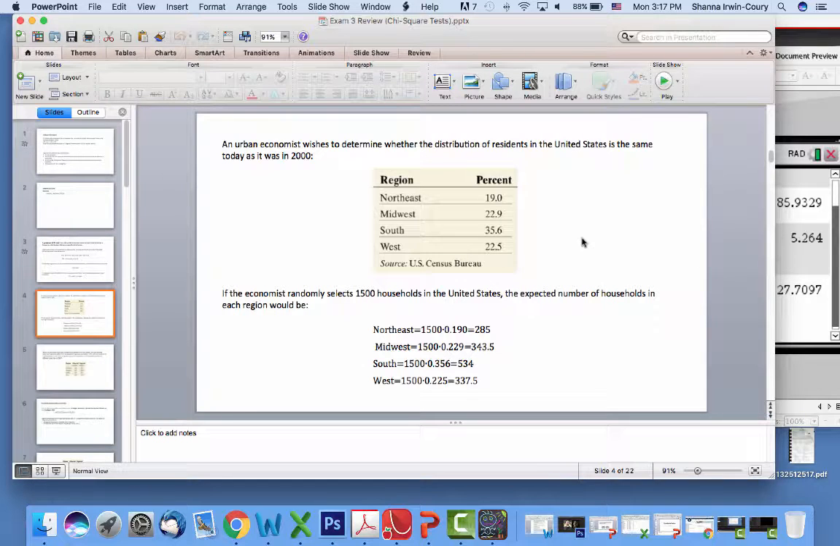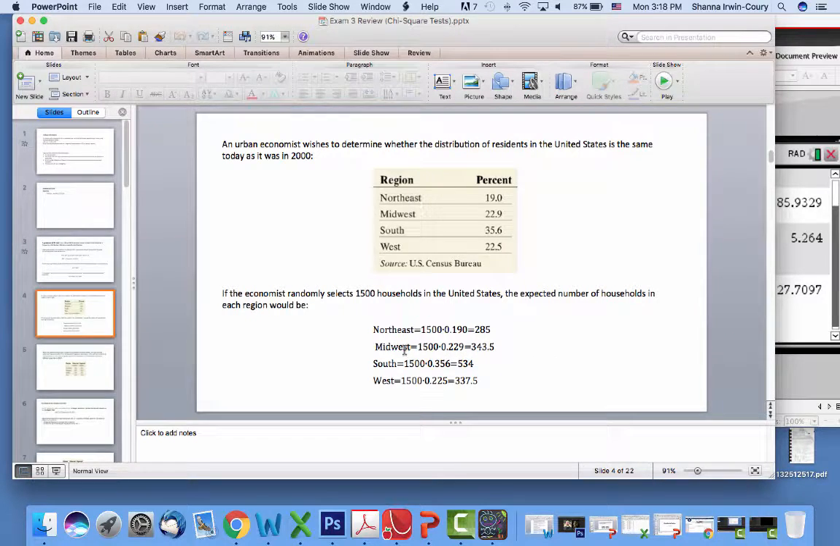In this example, we are comparing now not to some evenly distributed thing, but to the way things were in 2000. In 2000, 19% were in the Northeast, and 22.9% were in the Midwest, and so on. And this economist wants to know if it has changed. So our expectations for each of those is based on those percentages. If we select 1,500 households, we expect 19% of them to be in the Northeast. So 19% of 1,500 is 285 households that we would expect to be in the Northeast.